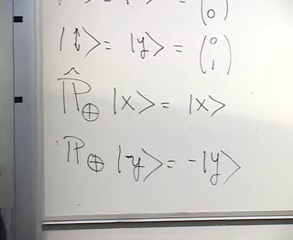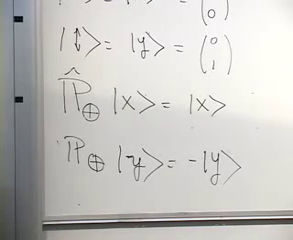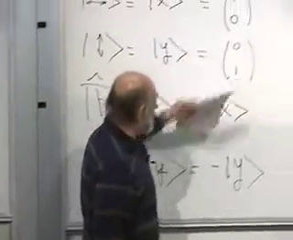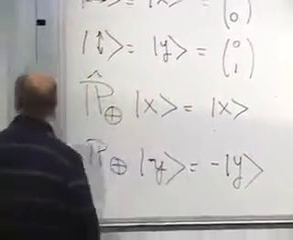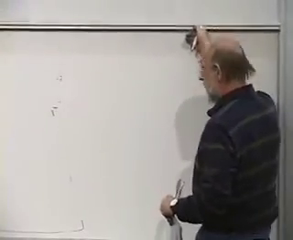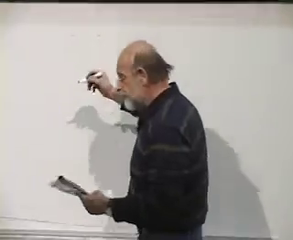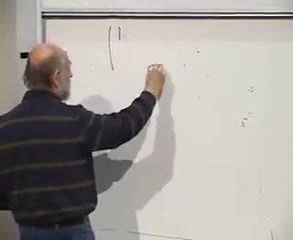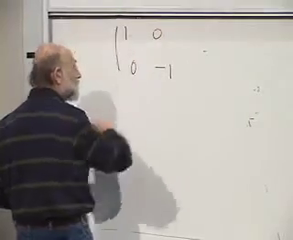You can even represent it as a matrix. Let's represent it as a matrix. If we represent the vector space as column vectors, we can represent the polarization as a matrix. Here's the matrix representation of it. It's very simple. It's just the matrix 1, -1, 0, 0. Let's check it.